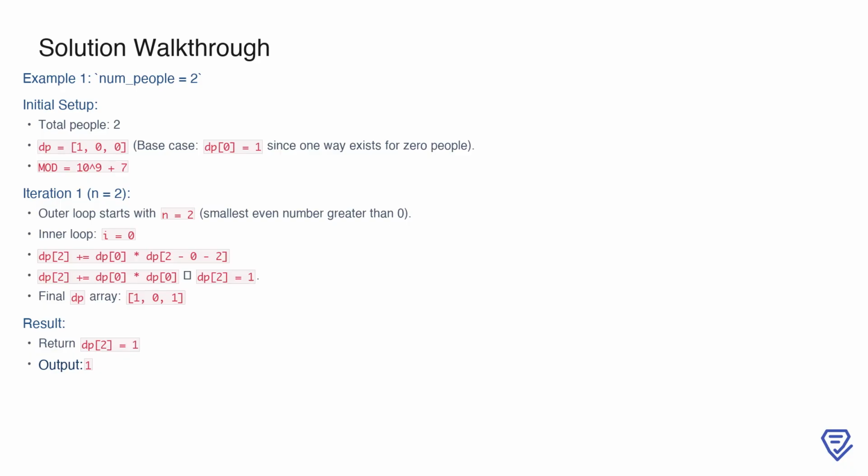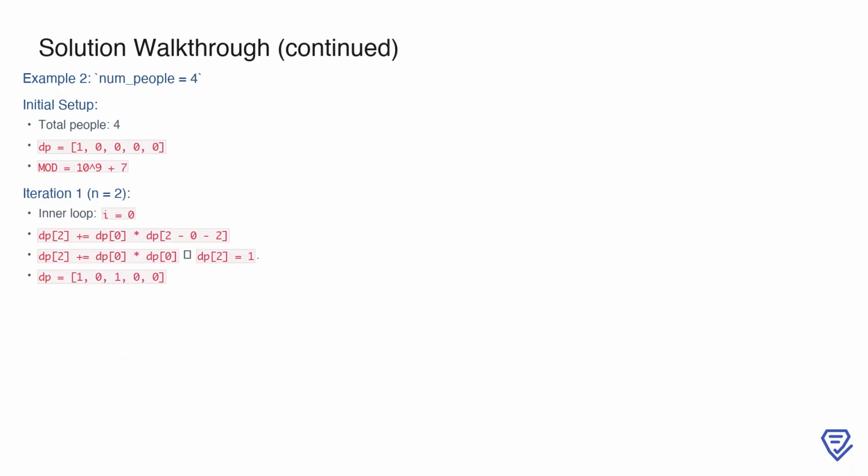Now, for n equals 2, the outer loop begins. Inside, the inner loop starts with i equals 0. Using the formula dp n plus equals dp i asterisk dp n minus i minus 2, we calculate dp 2 plus equals dp 0 asterisk dp 0, which evaluates to 1. After updating the dp array, we get 1, 0, 1. The result for this case is dp 2 equals 1, meaning there is exactly one valid way to perform non-crossing handshakes with 2 people. In the next example, we examine the case where the total number of people is 4.